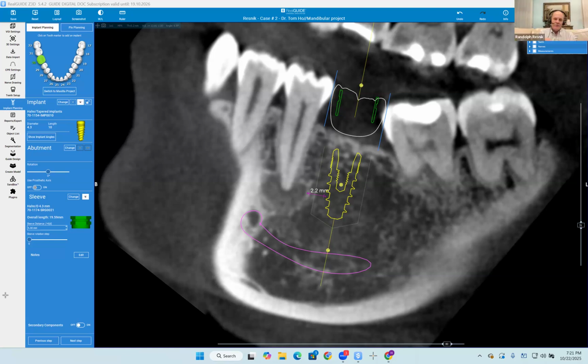So here's what I would do. Phase 1, Doc, do an endo on it. I would wait probably about 6 weeks, then go ahead and place that implant.